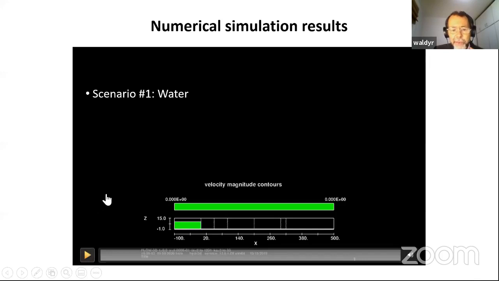So in the case of the water, we have this. Let's understand this is, of course, the reservoir before fail. Here you have this scale of velocity. And then I'm going to start the show.